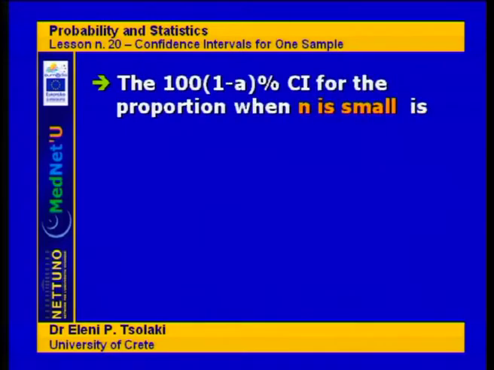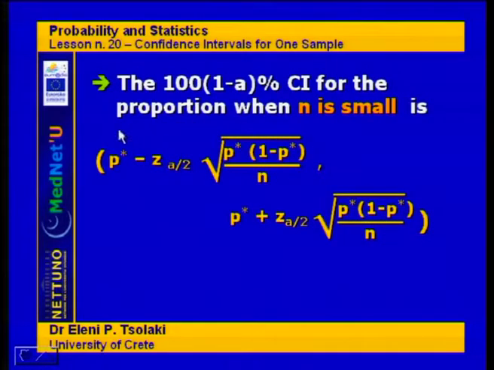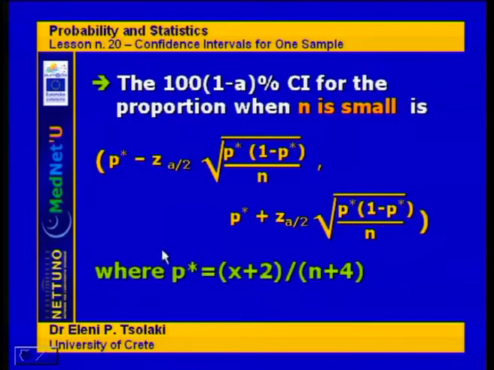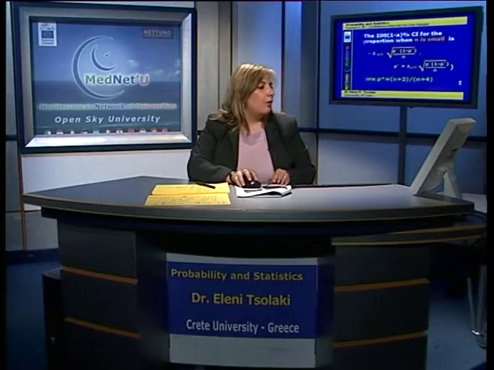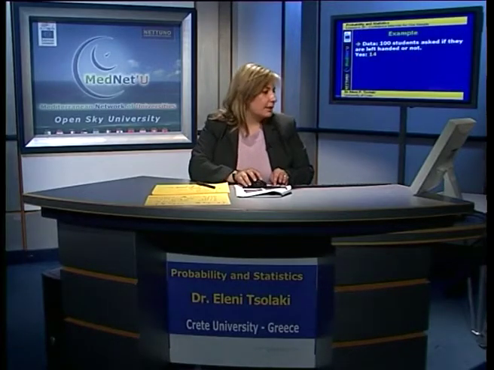When N is small, the confidence interval for the proportion will be given by this formula here. Our estimator of the proportion has changed, and it has become X plus 2 over N plus 4. Now, we are going to see an example.